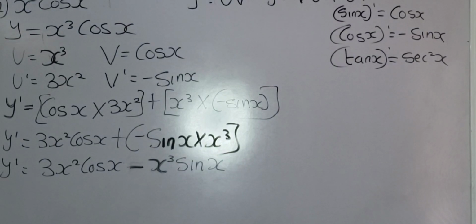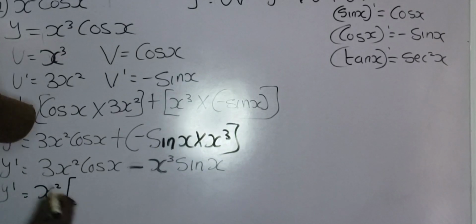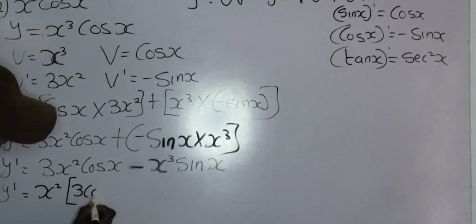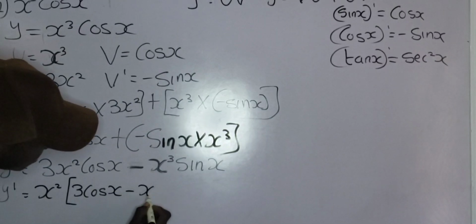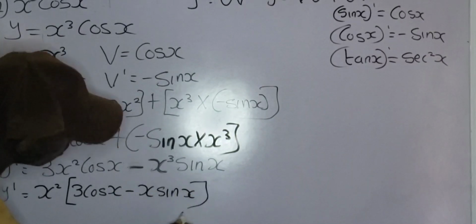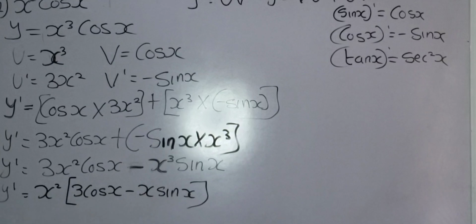So now, can you factorize? Is there anything that is common to both sides of this equation? Yeah, there is. You can factorize x squared. So I'm going to have the derivative of y is equals to x squared into bracket 3 cos x minus x sin x. You understand? If you open the bracket using x squared, you are going to get this. So that is how to find the derivative of a function using the product rule. Let us have the third worked example.